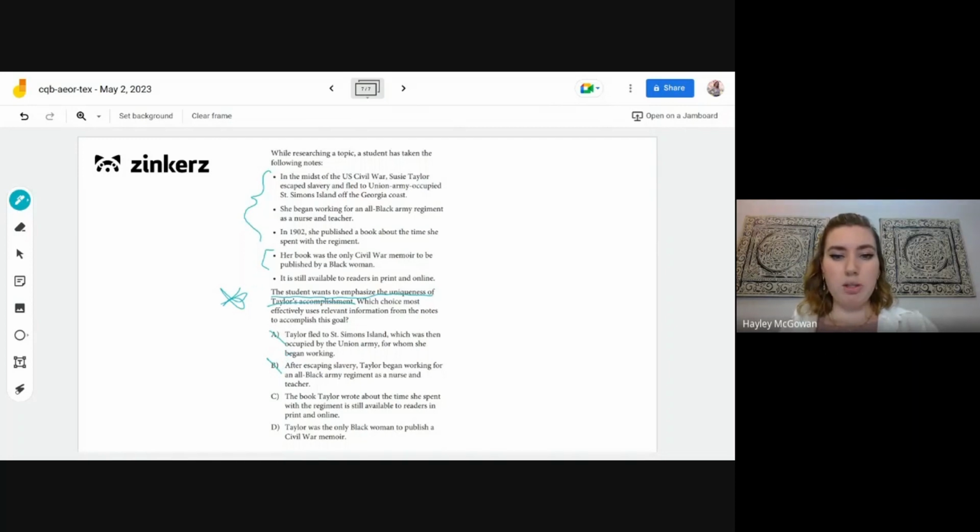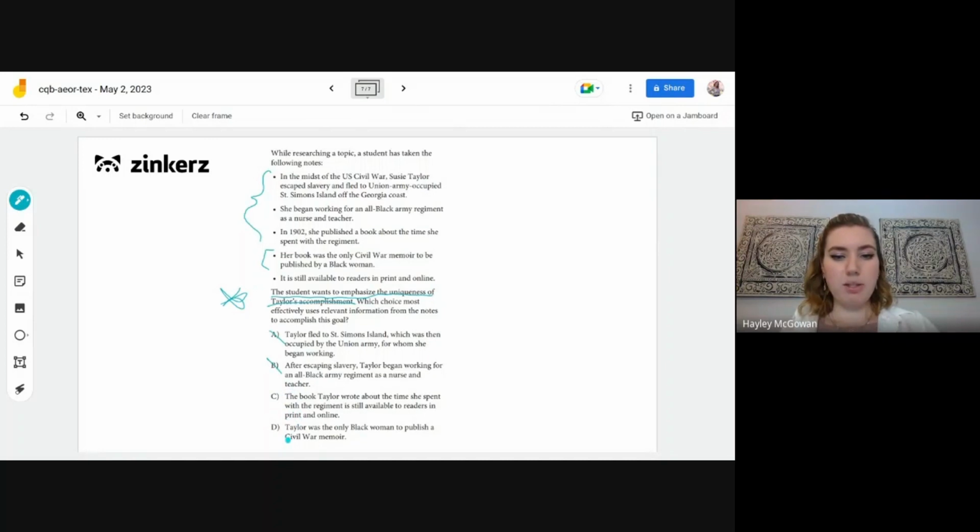And then C, the book Taylor wrote about the time she spent with the regiment is still available to readers in print and online. Okay, so again, maybe a little bit closer with this one, talking about the book, that it's still available to readers, but it's talking about the time she spent with the regiment, which is like maybe getting at a little bit more of the significance of her accomplishment. But let's take a look at D.